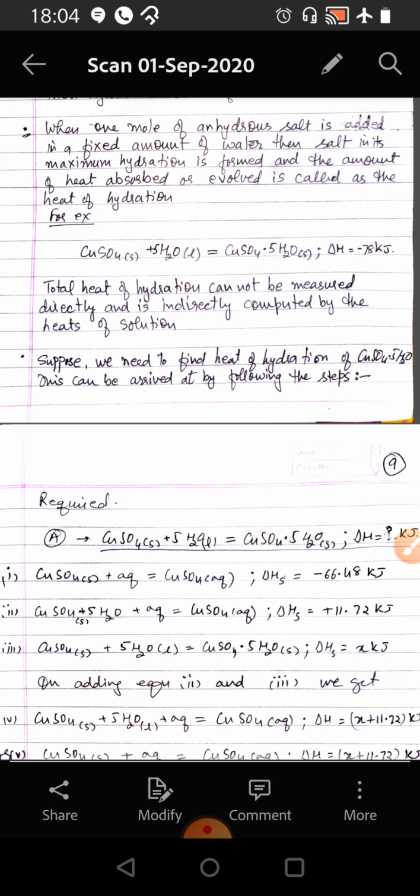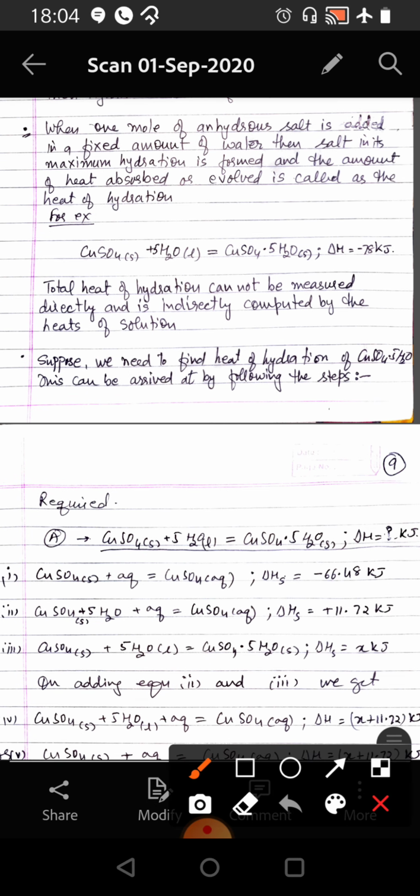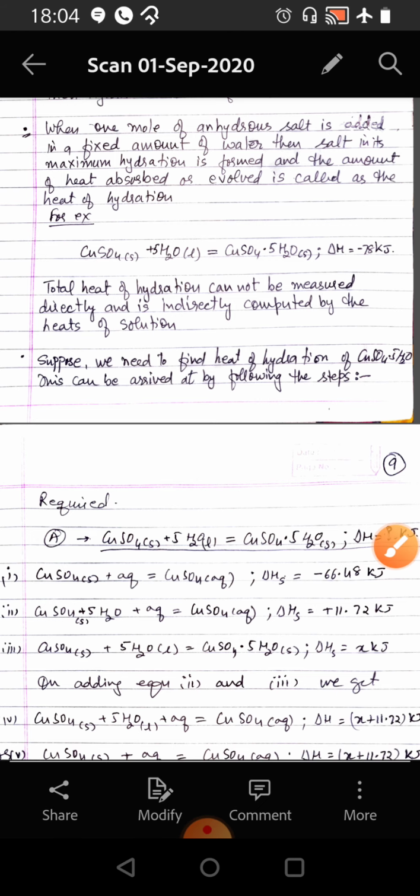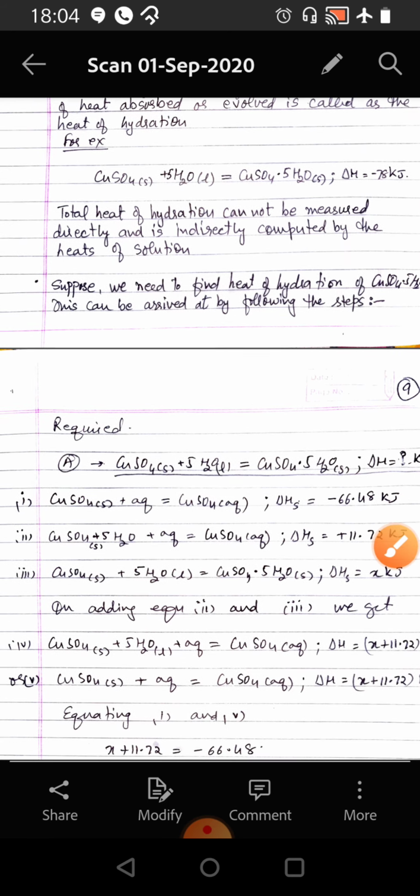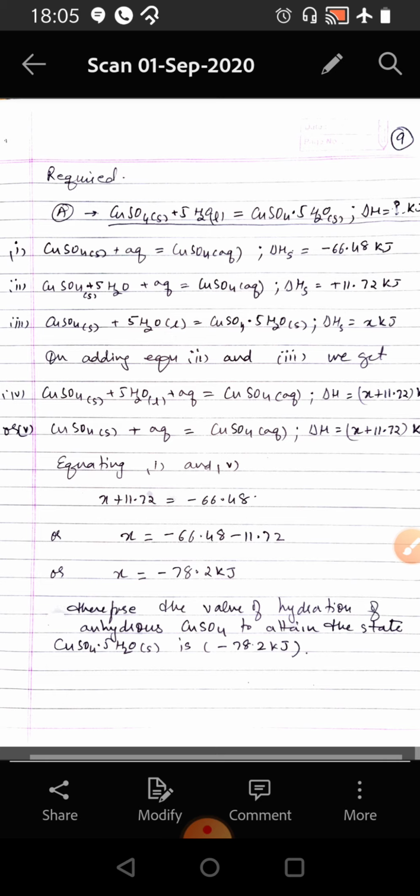For example, the anhydrous copper sulfate compound reacts with 5 molecules of water to give rise to copper sulfate pentahydrate, and here the heat change is equal to minus 78 kilojoules. But it is seen that the total heat of hydration cannot be measured directly, and it is indirectly computed by the heats of solution. Supposing we need to know the heat of hydration of copper sulfate pentahydrate, this will be done by the following steps.